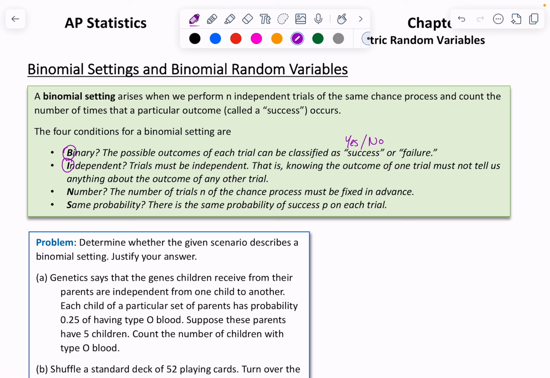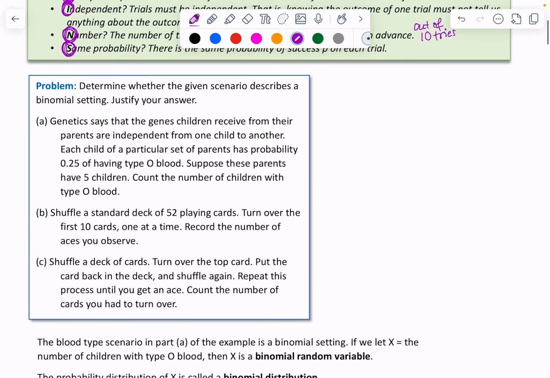Do we have a set number? Did they tell us, oh, out of 10 tries or 250 people are going to do it? So we need a set number. And does every trial have the same probability? Okay, so the way you can remember these criteria: it's binomial, see how it starts with B-I-N? It's BINS, B-I-N-S.